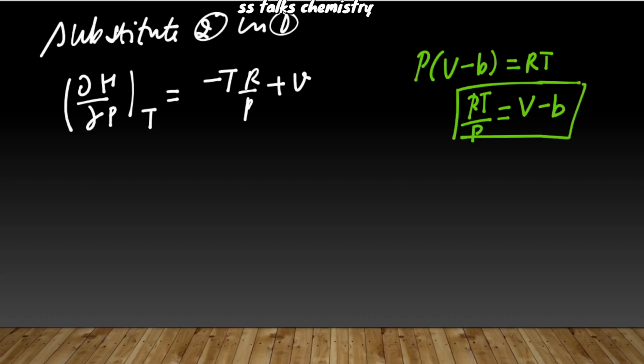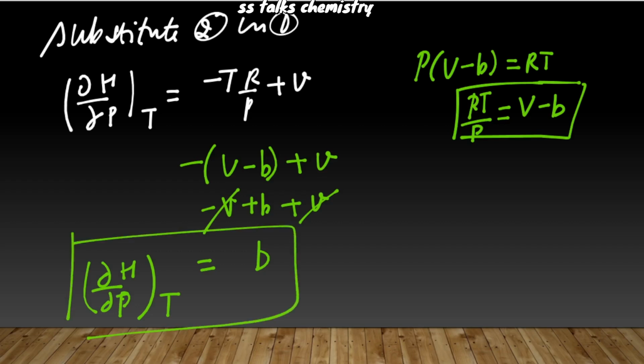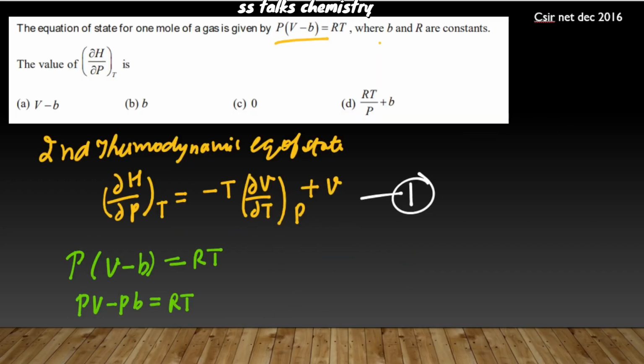Now we can make this substitution over here. So it will be minus V plus the volume. The negative and positive volume get cancelled. So del H by del P at constant temperature is equal to V. This is my answer, so option B is the right answer in this case. I hope it's clear. Now let us move on to the next question.